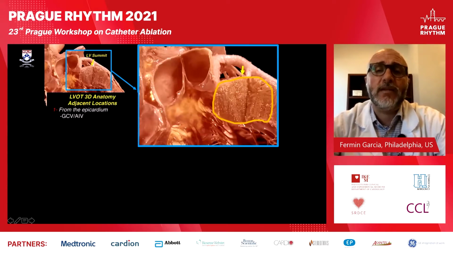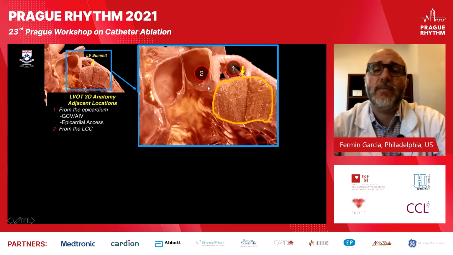So we use the veins that run next to it, the great cardiac vein and the AIV, to try to target this. In very close proximity is the insertion of the left coronary cusp at the top of the LV ostium and the junction between the right and the left coronary cusp, the so-called right-left junction. You can access this from below the left coronary cusp and directly target the left ventricular ostium of the outflow tract from the endocardial aspect.